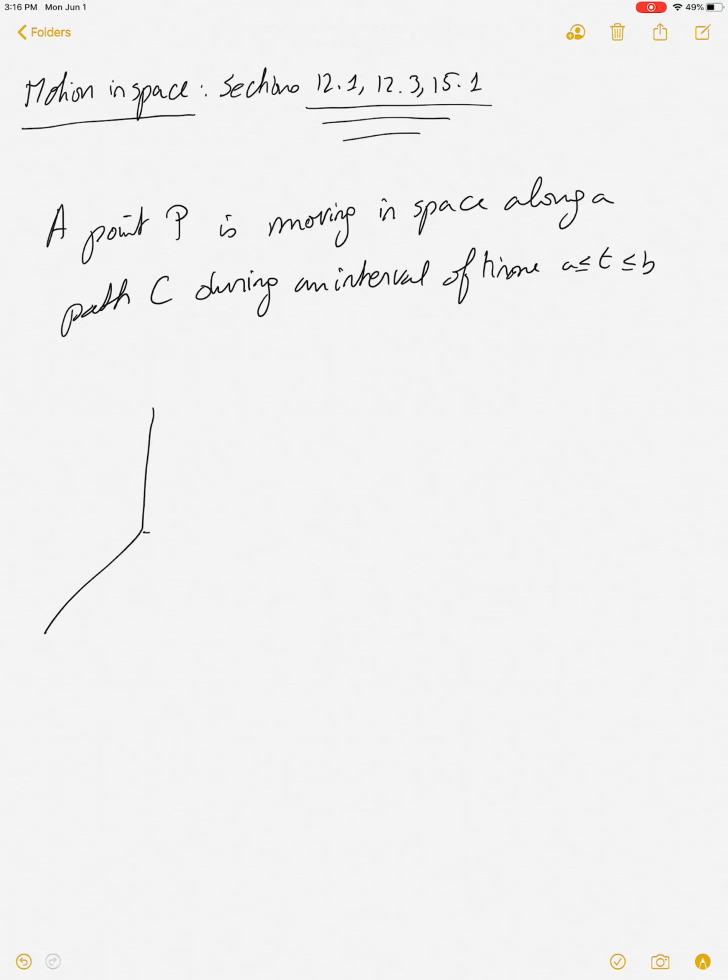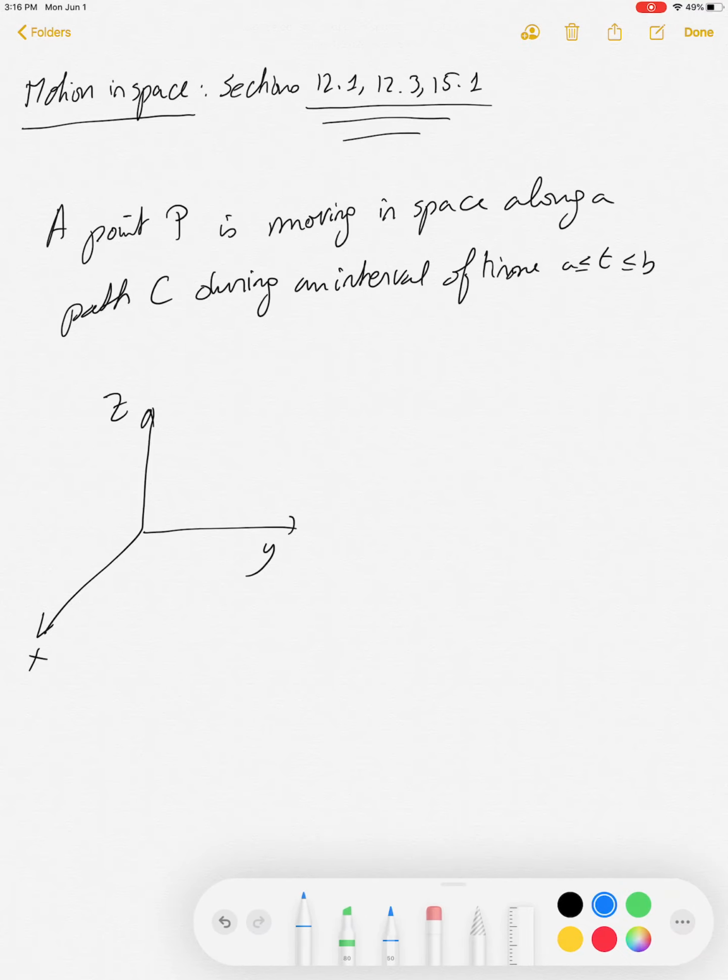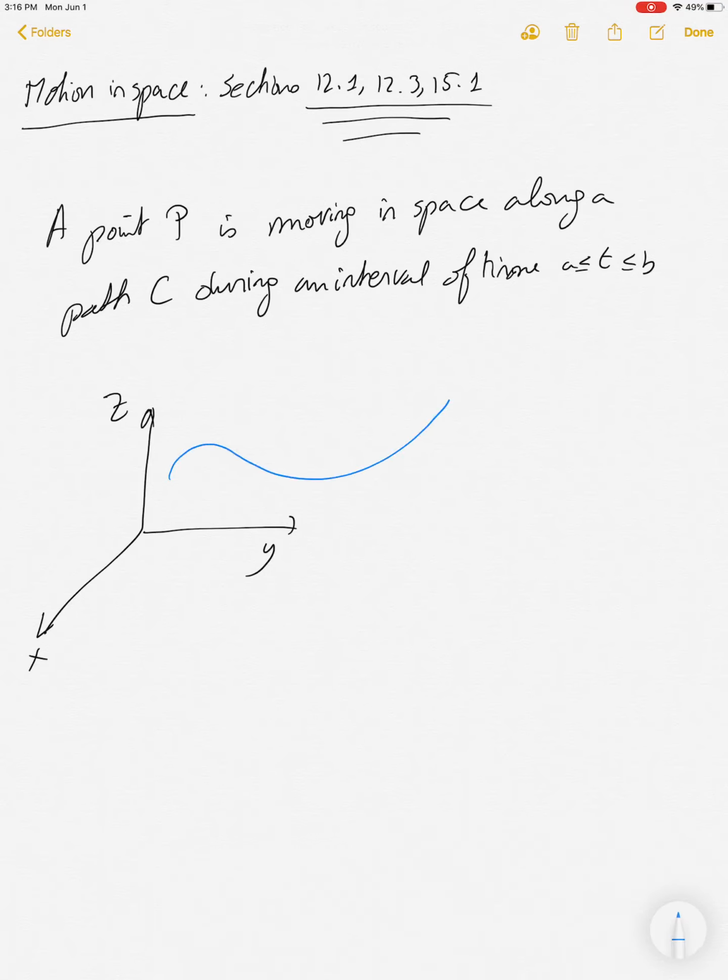So I'm in space, this is X, this is Y, this is Z, and now the particle P is moving in space, and this is C. So at t equal A, this is the position. This is the curve C. And at t equal B, this is my last position. This is where my particle is.